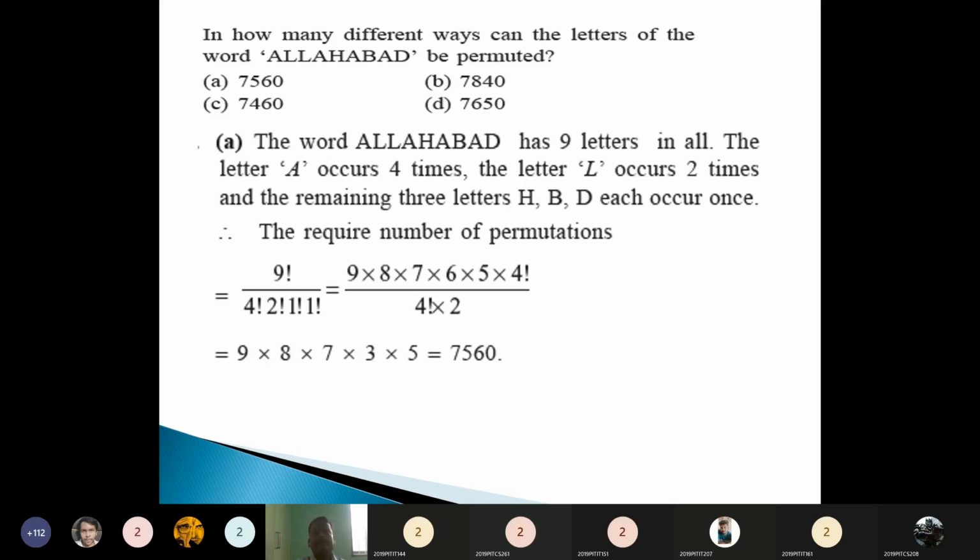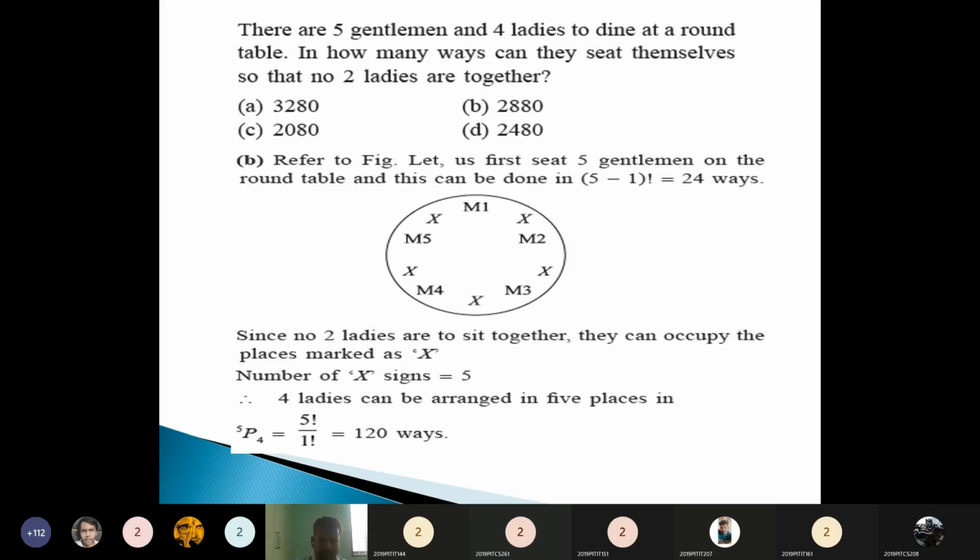Okay, next. So what will be the value of 120 into 24? Answer B. So that is 2880. Okay.